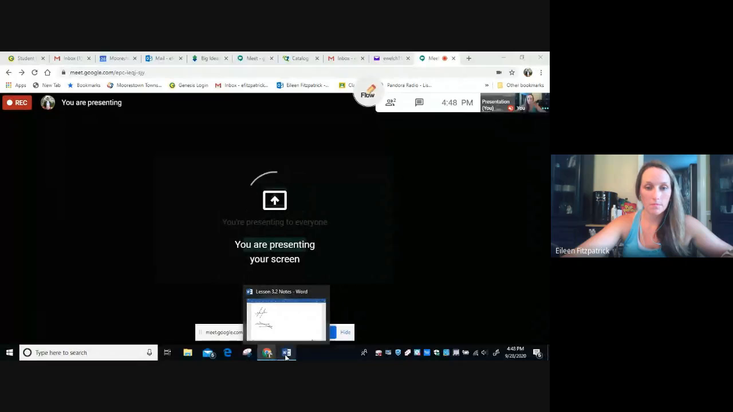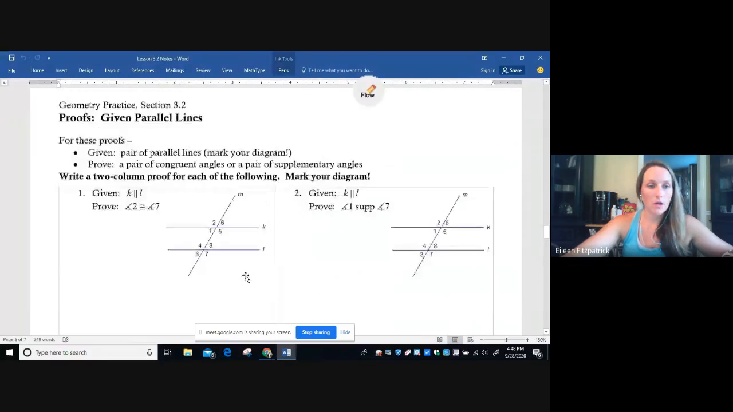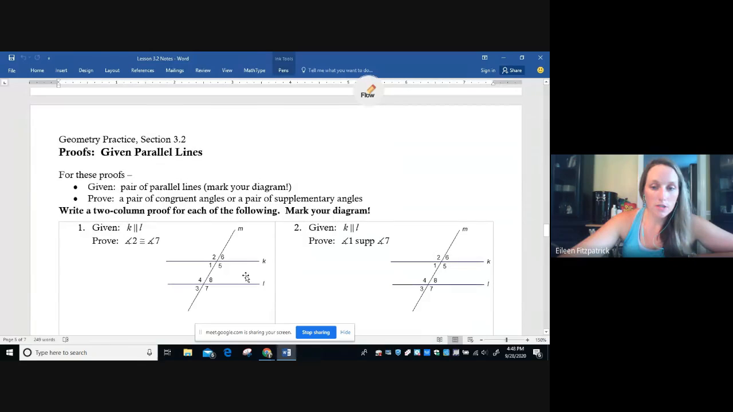All right, guys, so we're going to continue with lesson 3.2. We're going to look at some proofs today. Let me present my screen. This is our first attempt at doing some of these parallel line proofs. I'll walk you through some.